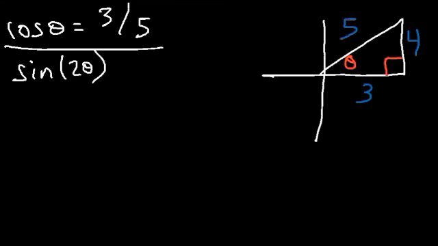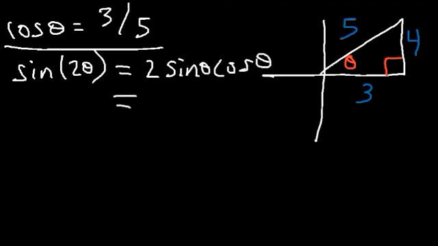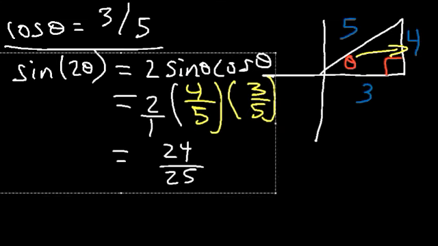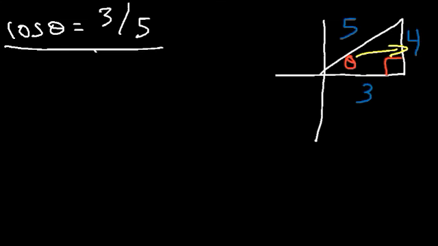There's a formula for this. Sine 2 theta is 2 sine theta cosine theta. And we know that sine, based on the triangle, is opposite over hypotenuse, so it's 4 over 5. And we already have the value for cosine, that's 3 over 5. 2 is the same as 2 over 1. 4 times 3 is 12, times 2 is 24. So it's 24 over 25. That's how you can evaluate the double angle using the triangle.